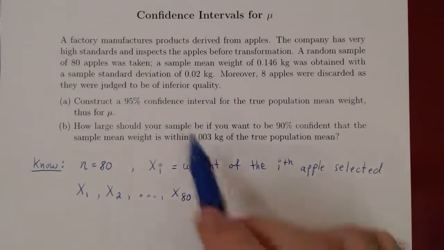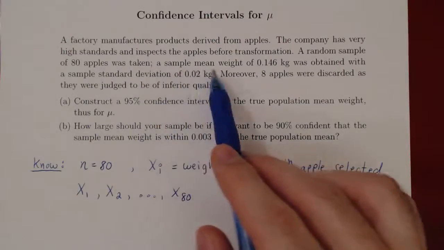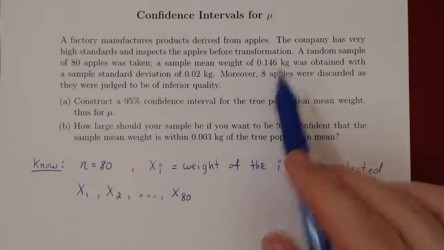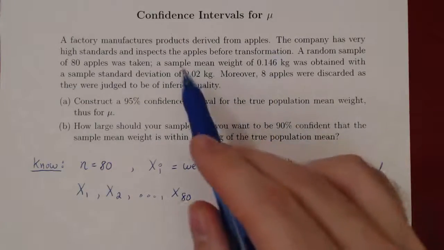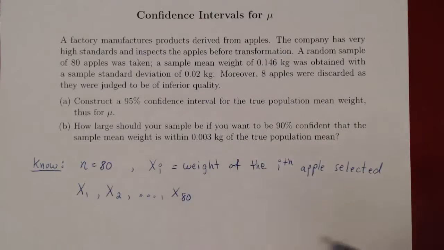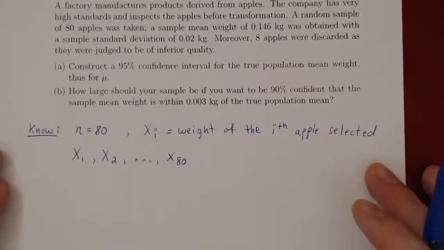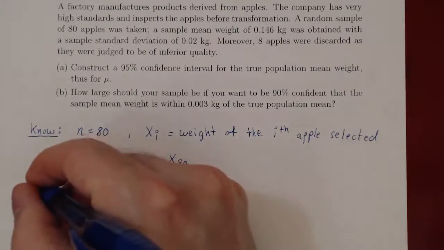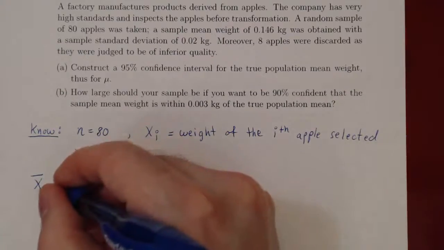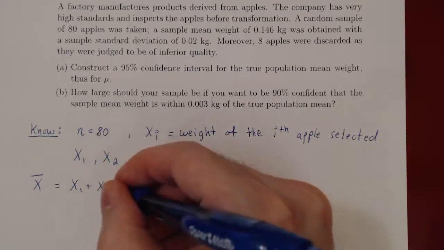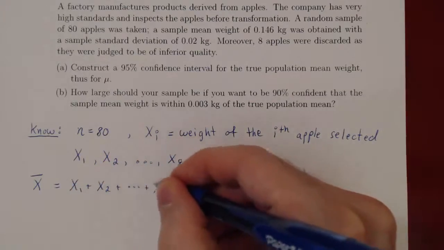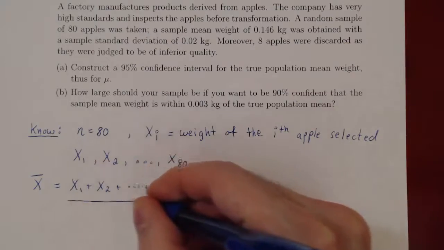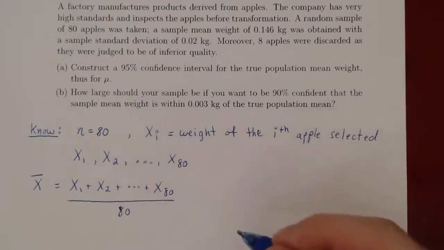And what are we saying? We weighed these apples and we found a sample mean weight of 0.146 kilograms. Well, the sample mean is simply the average weight of our sample of 80 apples. Well, how do we find the average of a sample? We add the values and divide by the size of our sample. As always, the average is denoted by a bar, so we'll have x bar is the sum of the weight of each apple divided by the total number of apples. And this will give us the average weight.